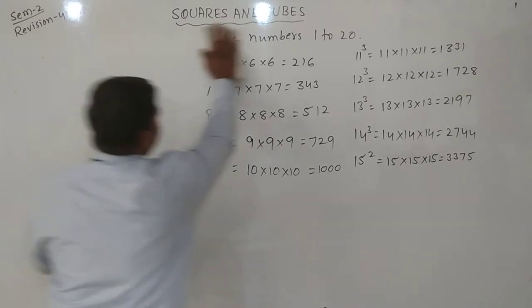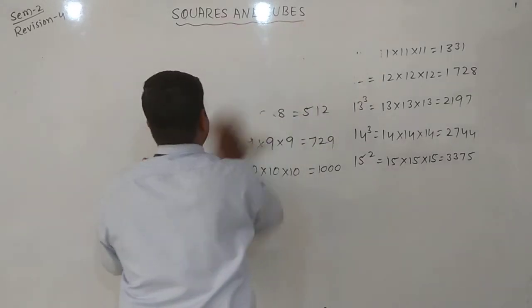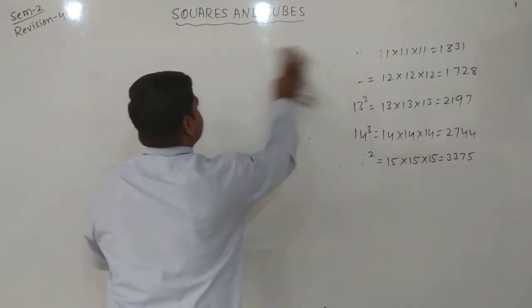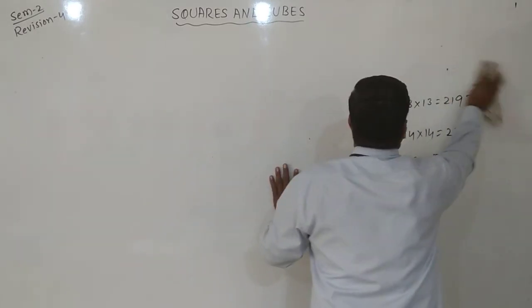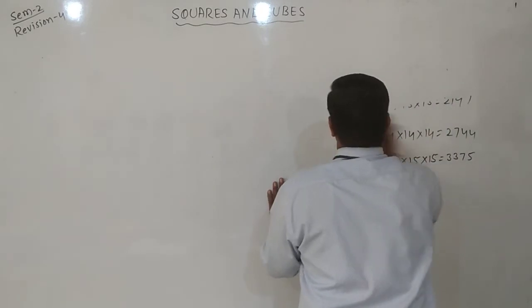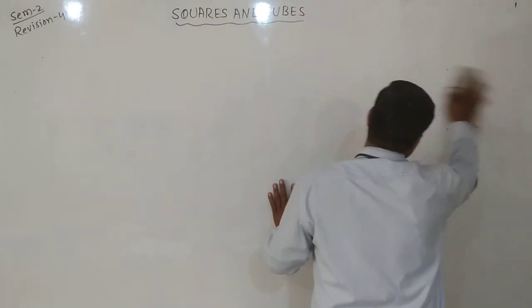Now, simplify some questions. Addition and subtraction together, or addition and subtraction separately, of these cube numbers.